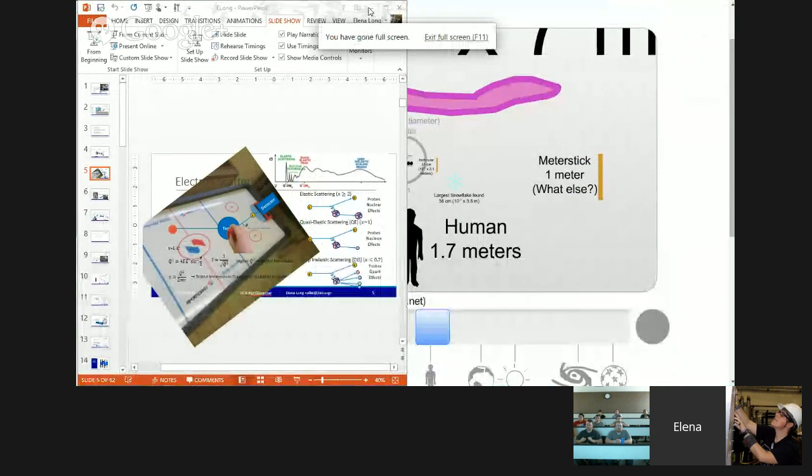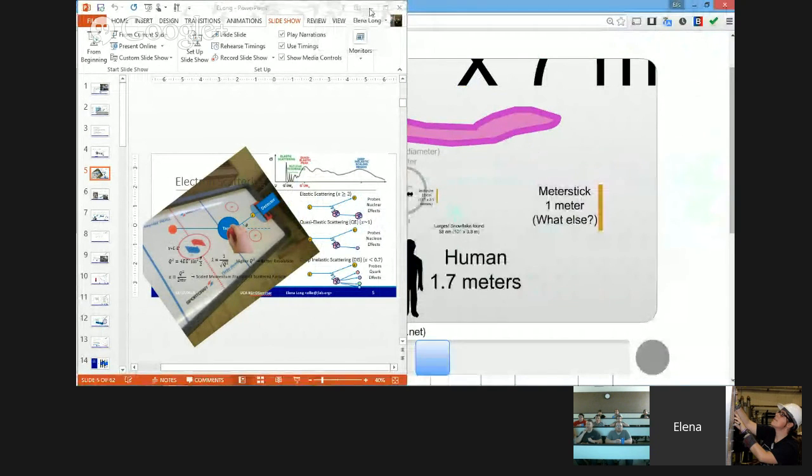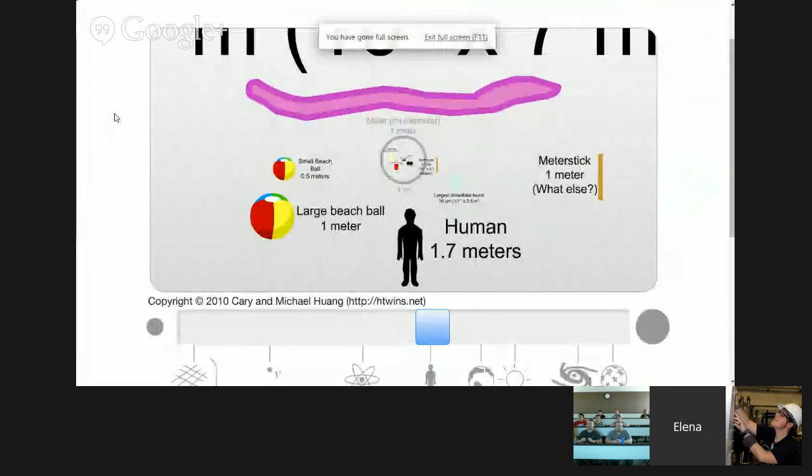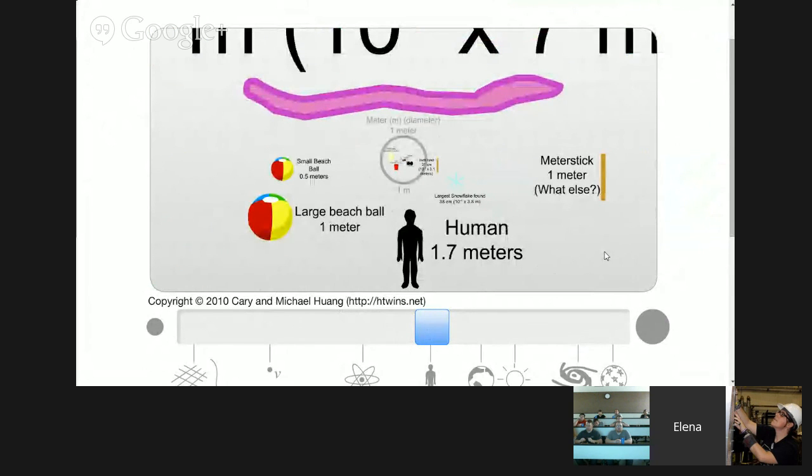So hopefully I can throw this up and it will work. This is a great little app that was put together by Cary and Michael Huang that looks at the size of the universe, and you can zoom in and out.